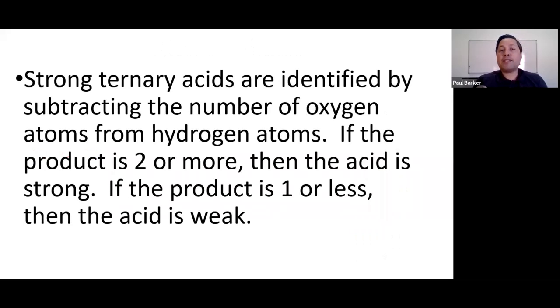All right, now, how can you tell when they're strong or weak? This is the formula. It's a little bit of a math formula. It says strong ternary acids are identified by subtracting the number of hydrogen atoms from the number of oxygen atoms. So oxygens minus hydrogens. If your answer is 2 or more, 2, 3, 4, 5, then that is a strong ternary acid. But if your answer is 1 or 0, then that is a very weak ternary acid. All right, so that's how you can tell them apart. Again, subtract oxygen minus hydrogen. 2 or more is strong, 1 or less, weak. All right, so that's what you do.